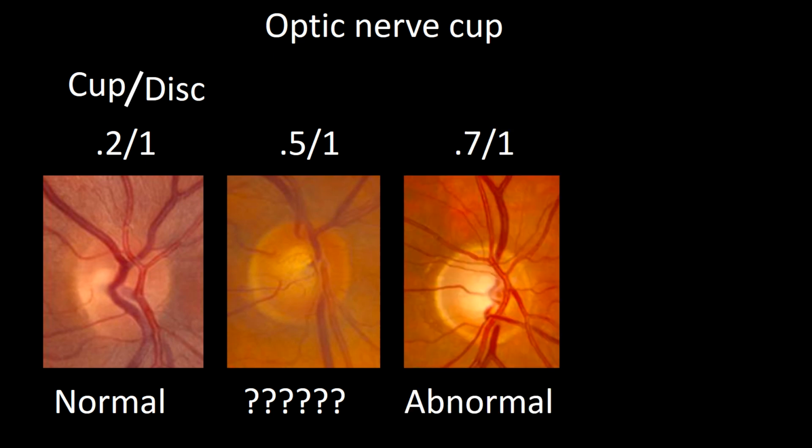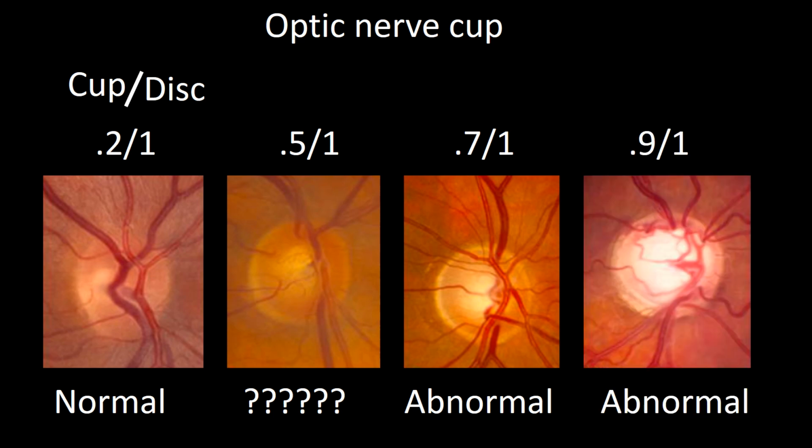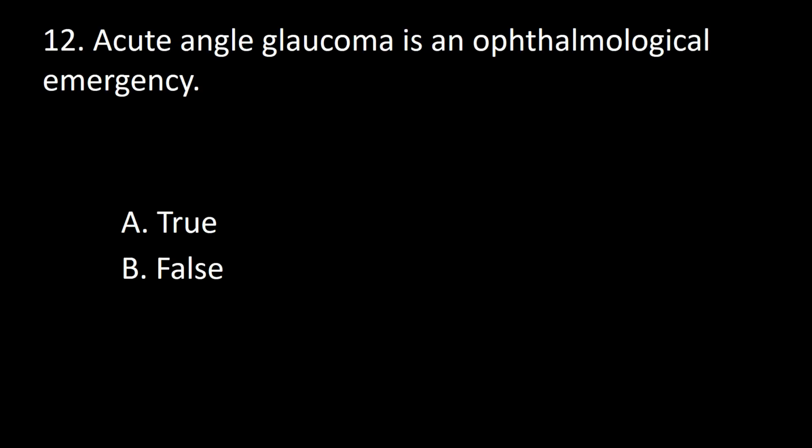A cup that occupies 70% of the disc is certainly abnormal, and so is a cup that occupies 90% of the disc, as you see here. At times, you see, in addition to the big cup, bleeding, as shown in this frame. So the answer to this question is true.